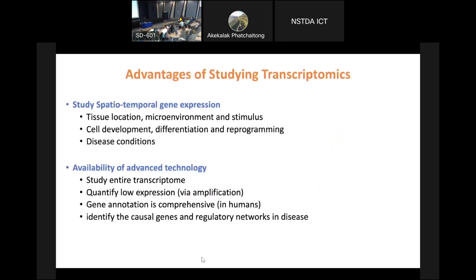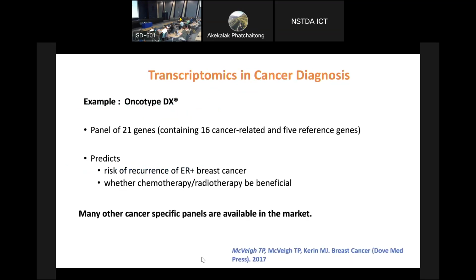What are the advantages of studying transcriptomics? Well, you get to study what's going on at the tissue location, the microenvironment, the impact or effect of stimulus at that location, cell development, differentiation, reprogramming, disease conditions. And we also have advanced technology nowadays, well, not nowadays, for a while now, to help us dive into all those tissues and cells, and better understand what's going on, much deeper than what bulk RNA-seq can do.